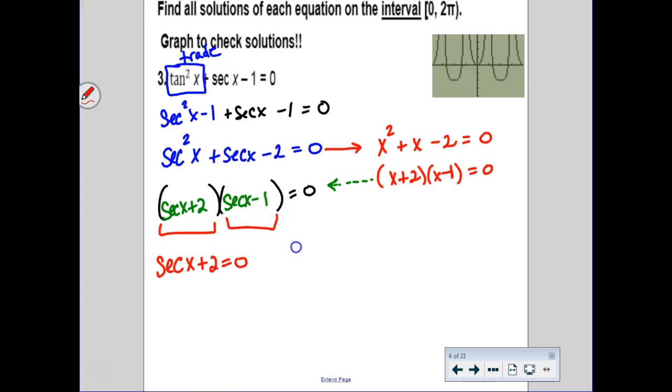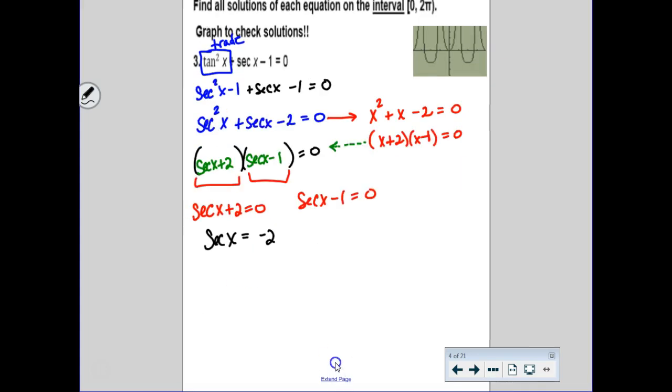When you set this one equal to 0, let's talk about what we have here, guys. You're going to subtract 2. But you're not going to see secant on the unit circle. What do you see on the unit circle? Cosine. So what you can do, if you have an equation like this, there's nothing wrong with flipping it upside down. So instead of 1 over secant, let's just call that cosine. And then instead of negative 2 over 1, you're flipping that. So now it's negative 1 over 2.